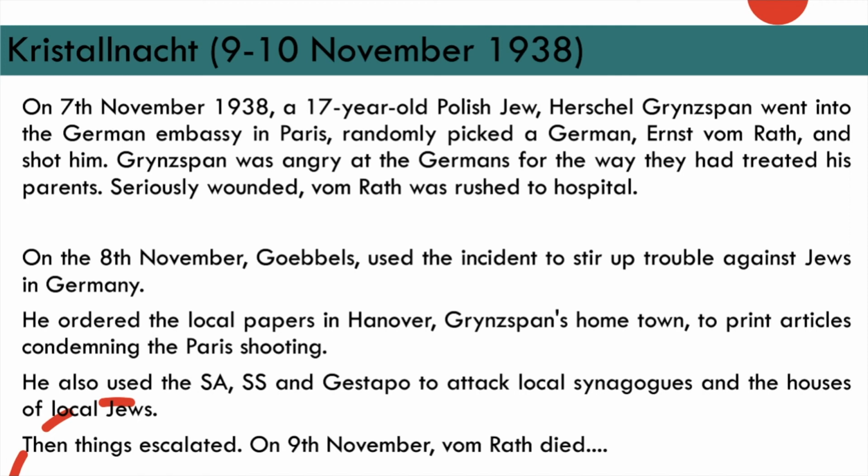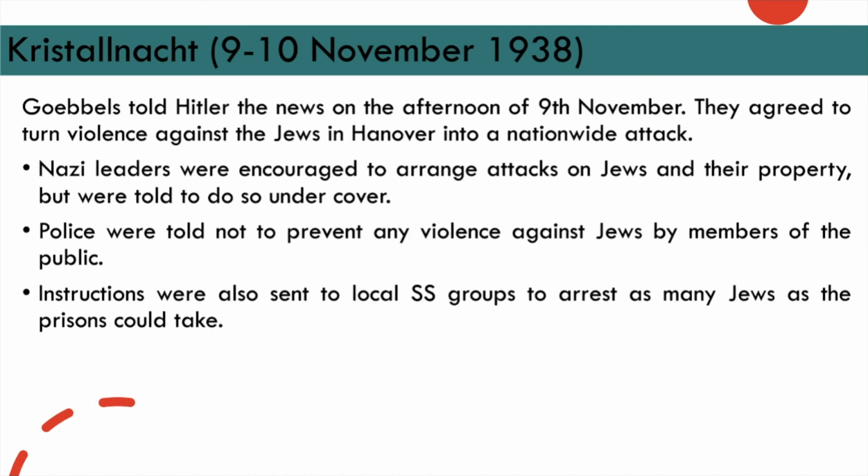Then things escalated. On the 9th of November, Ernst von Rath died. Goebbels told Hitler the news on the afternoon of the 9th of November. They agreed to turn violence against the Jews in Hanover into a nationwide attack.